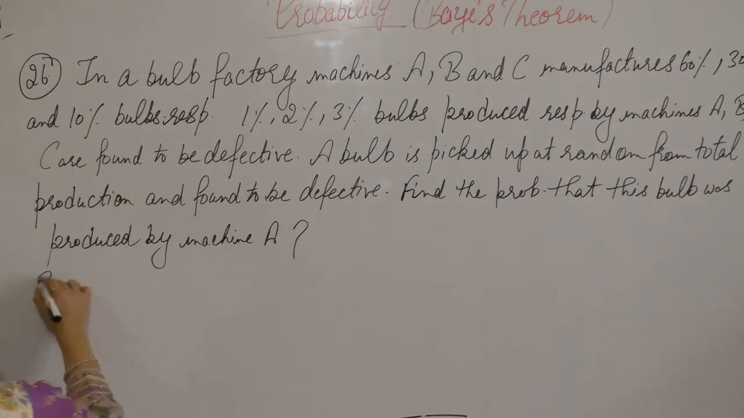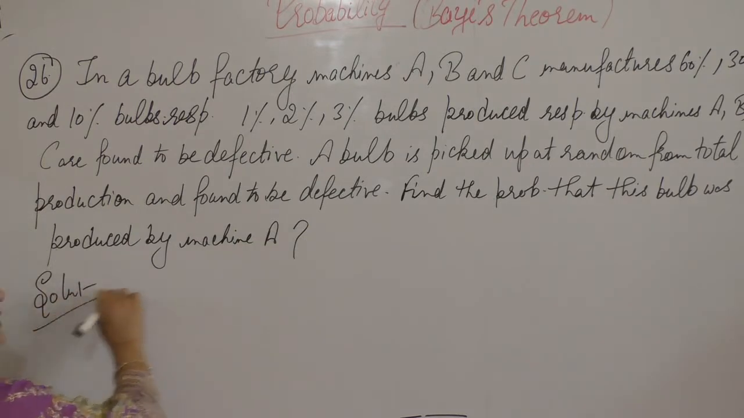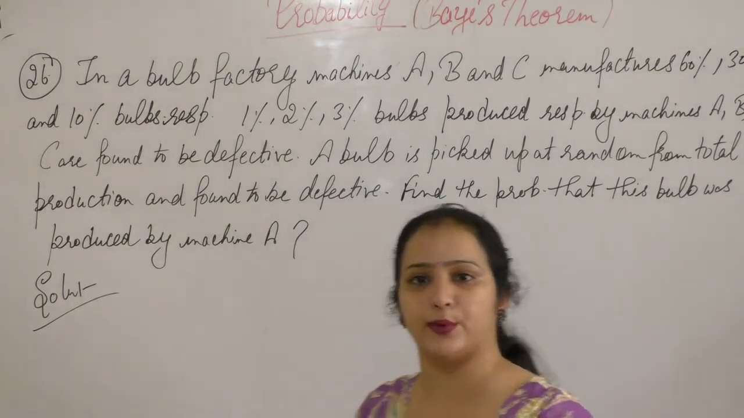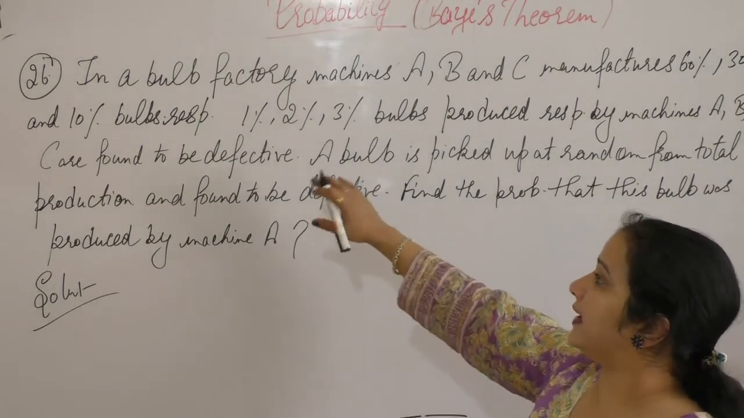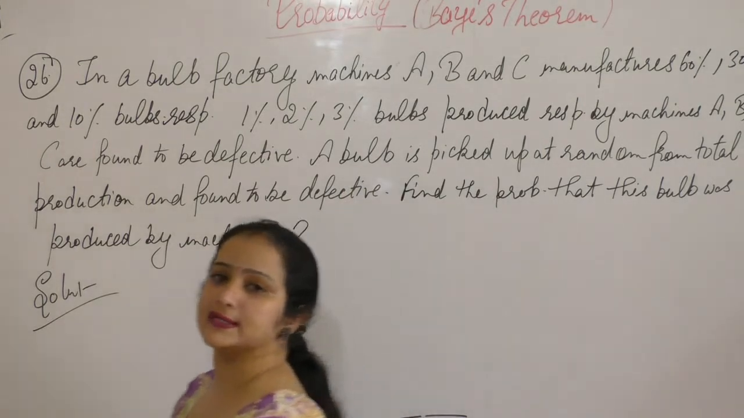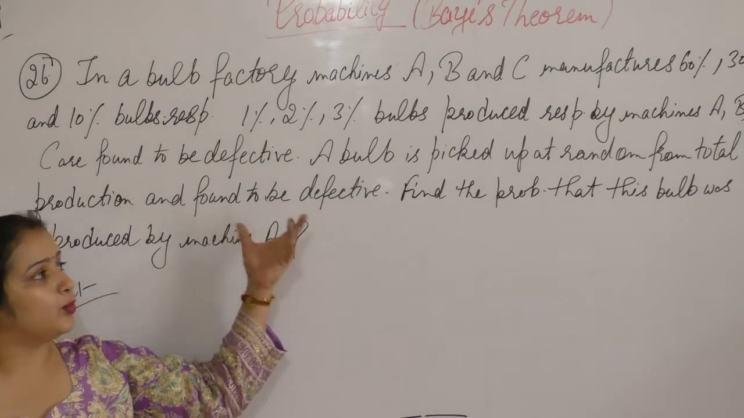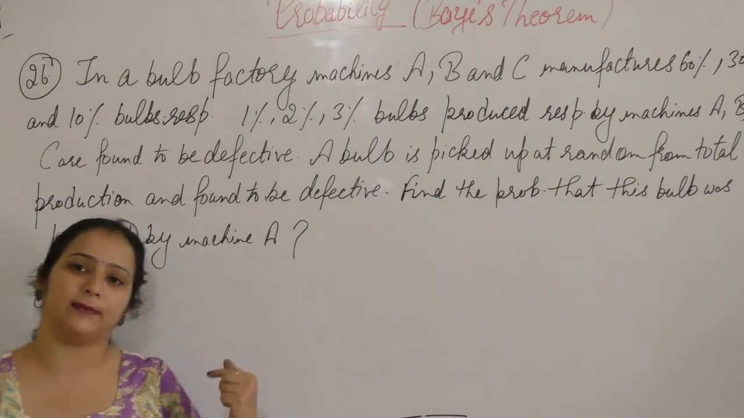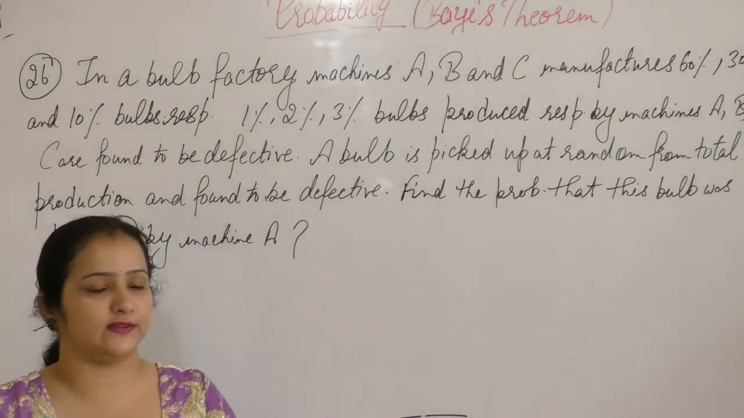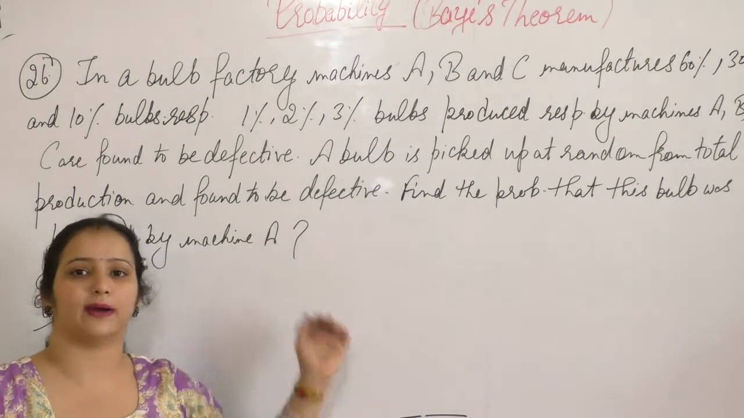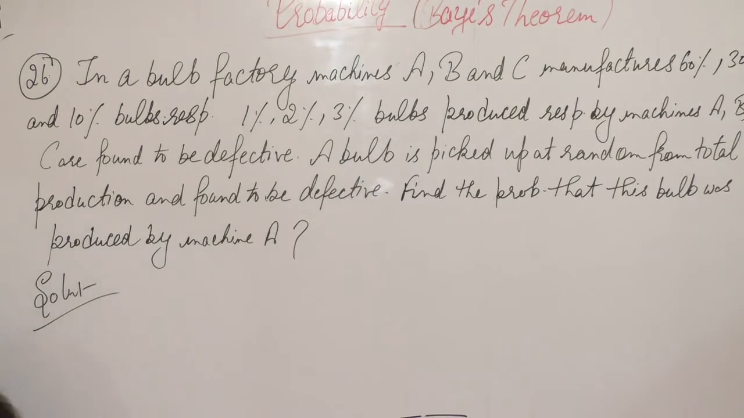In a bulb factory there are 3 machines A, B and C which produce 60, 30 and 10% of the bulbs respectively, and 1%, 2% and 3% of the bulbs made by machines A, B and C are defective. From the total production we drew one bulb that is found to be defective. So what is the probability that this bulb was produced by machine A? So let us start.